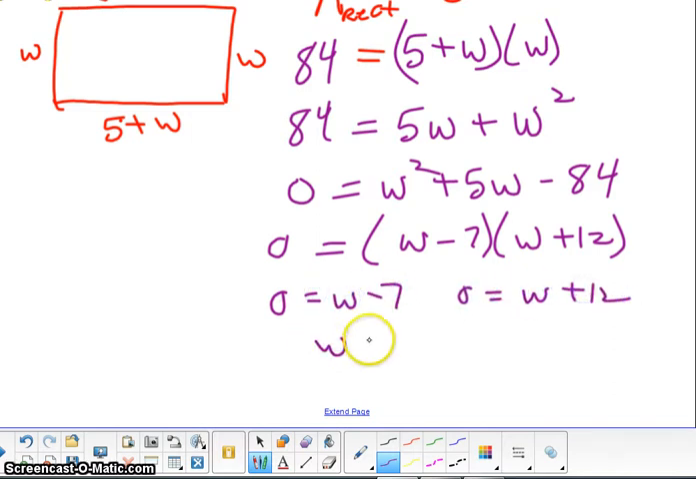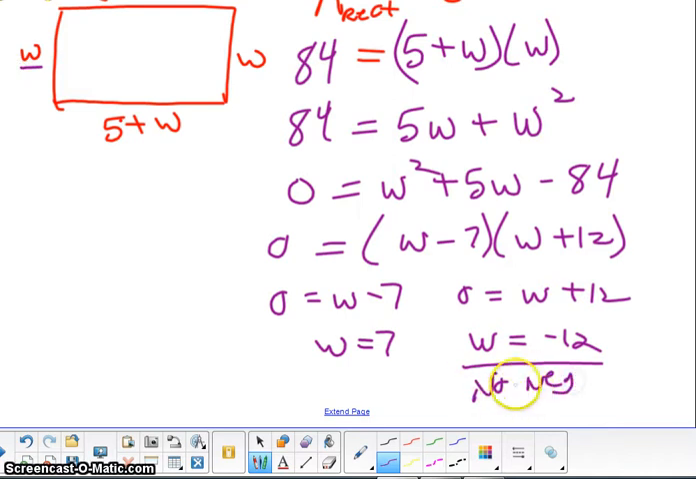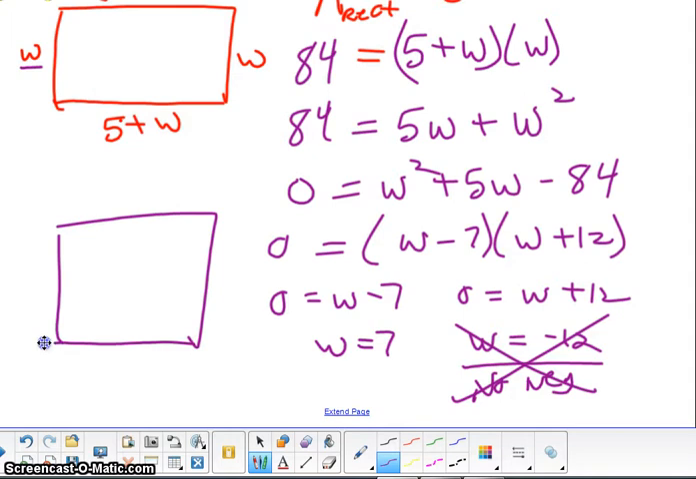And W is going to equal 7, and W is going to equal negative 12. Okay, now if I take negative 12 and plug it back in here, there's no such thing as a negative distance. So that's going to be considered an extraneous solution. So we can just cross that out.